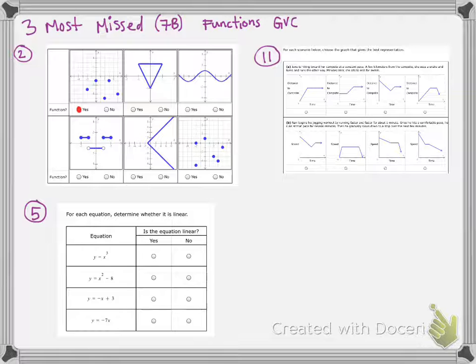It's called the vertical line test. If we draw a straight up and down line, and it touches more than once, then it's not a function. But if every time we draw a straight up and down line, it only touches one place at a time, then that is a function.